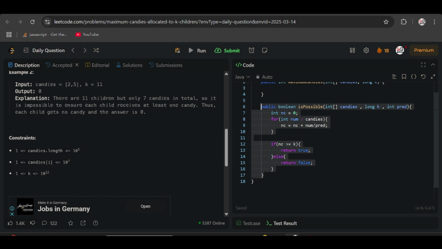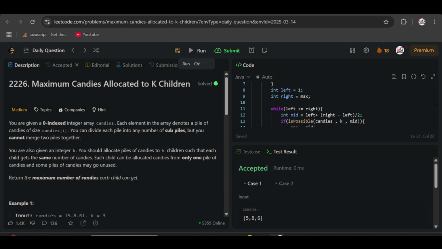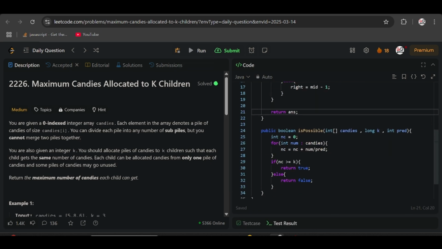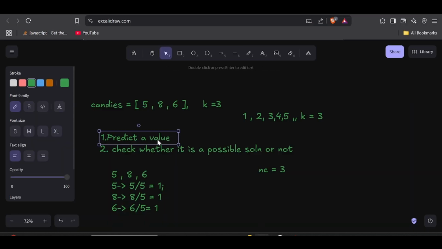So till now, I have got the function to see whether a particular value is a solution or not, and it is in n time. So now let's see how I am going to predict the value. I know that at last I need a solution which should take a total n log n time. And my second step is taking n time, so I need a solution to predict the value in log n time. So in this question I will be using the binary search.